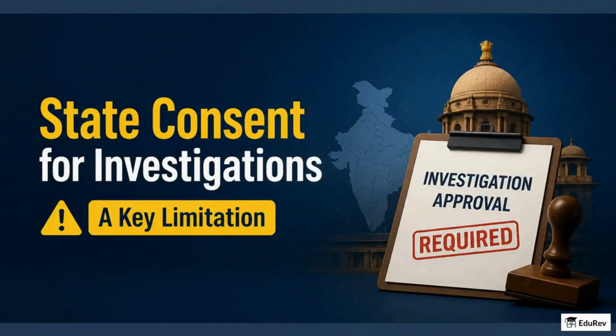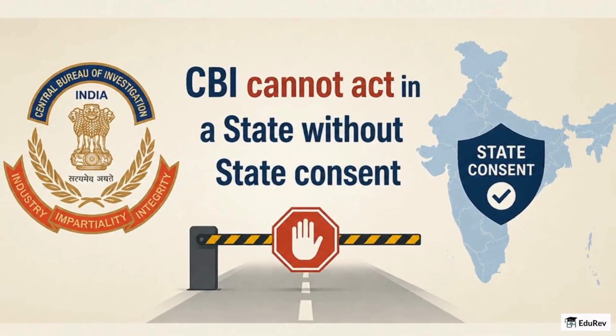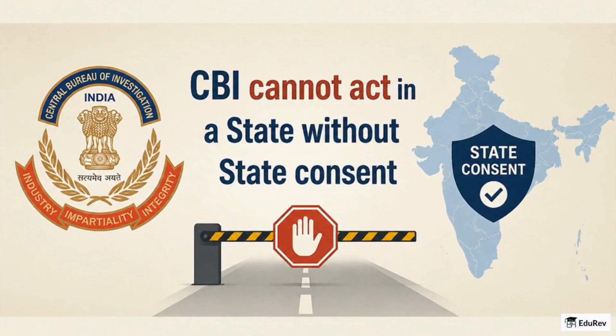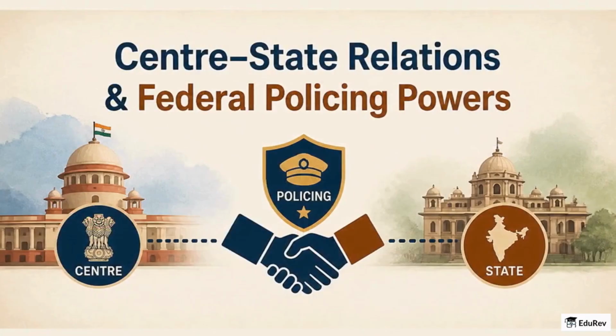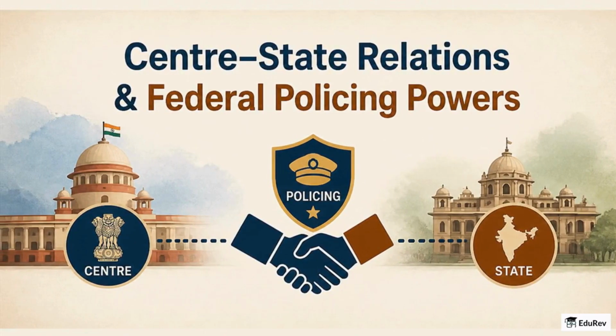A critical limitation that often confuses aspirants is state consent for investigations. The CBI cannot normally exercise powers within a state without that state government's consent, except in railway areas or when courts direct otherwise. This federal friction is a classic UPSC concept linking center-state relations and federal policing powers.